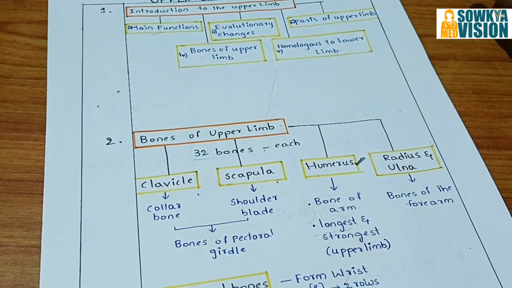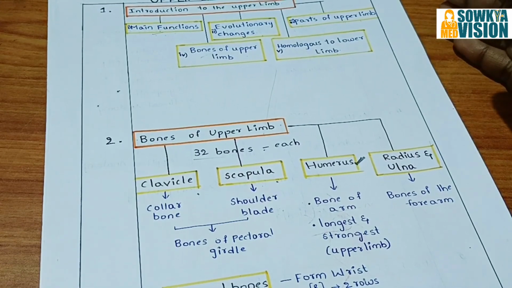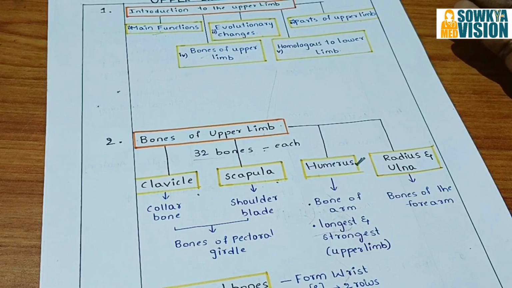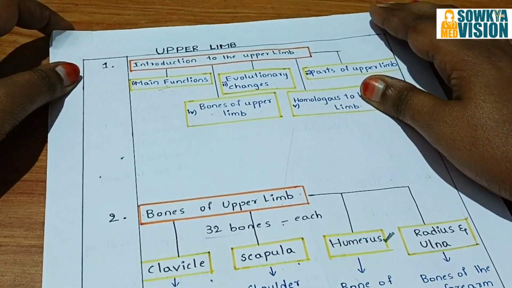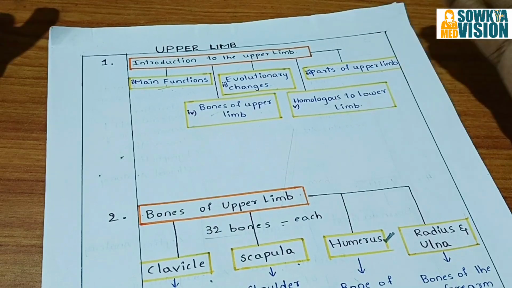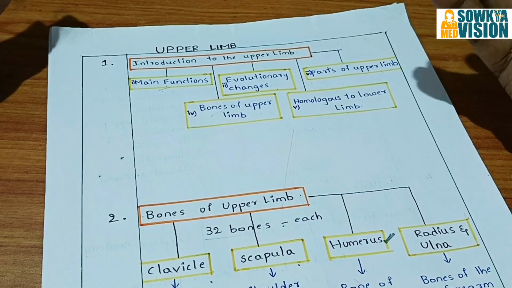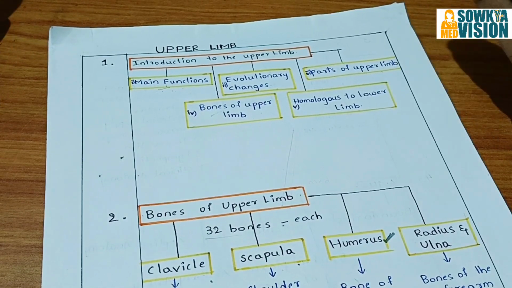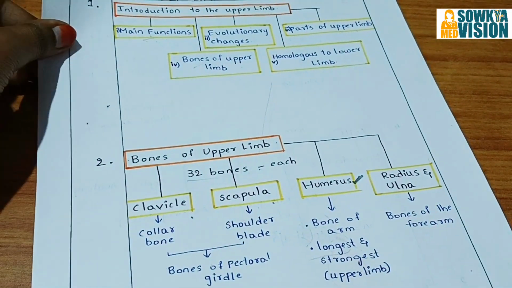Today we are going to start our new series on the bones of the upper limb: the clavicle, scapula, humerus, and the bones of the forearm, ulna and radius. Today we are going to start with the clavicle. In the last class we discussed the introduction to the upper limb, its main functions, evolutionary changes of the upper limb, comparison between the upper limb and the lower limb, and the bones of the upper limb. Today we are going to see the clavicle.